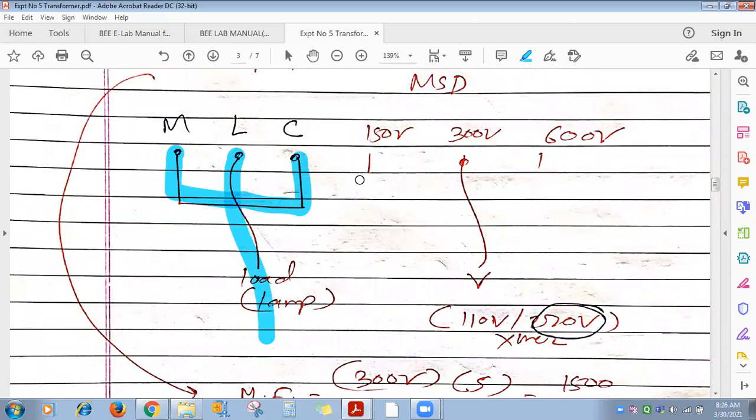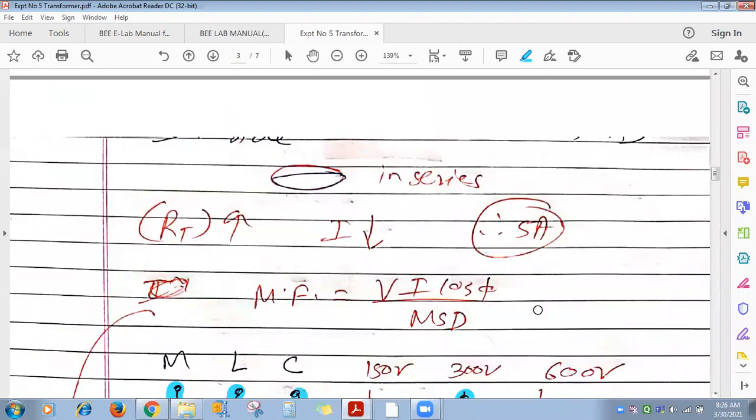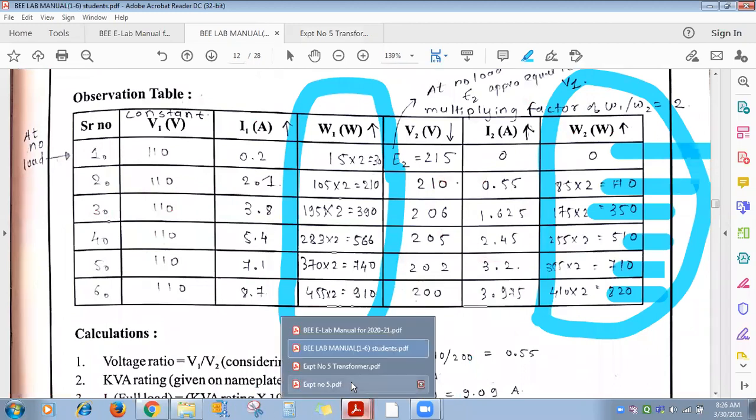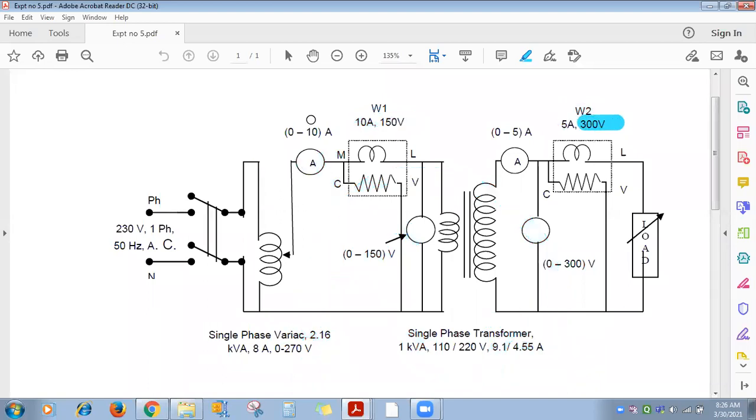What about the V range selection? On the secondary, how much voltage are you getting? It is a step up transformer, 110 volt slash 220 volt, so on the secondary the maximum voltage is 220 volt. That is why I have selected a V range of 300 volt here. If you observe the W2 specifications in the circuit diagram, it is written 300 volt. So why 150 on the primary and why 300 on the secondary? Clear?